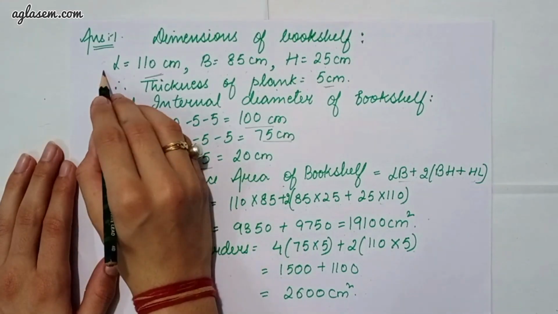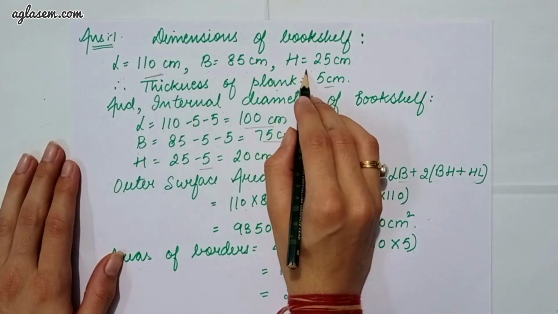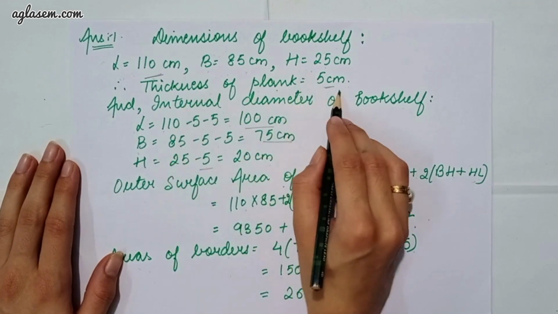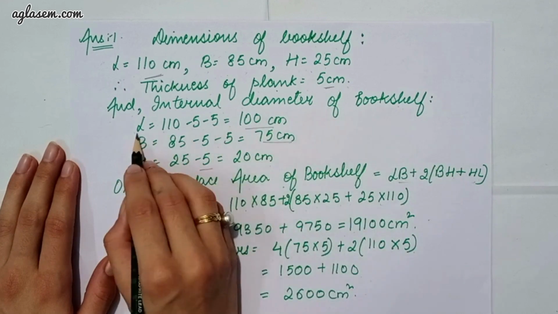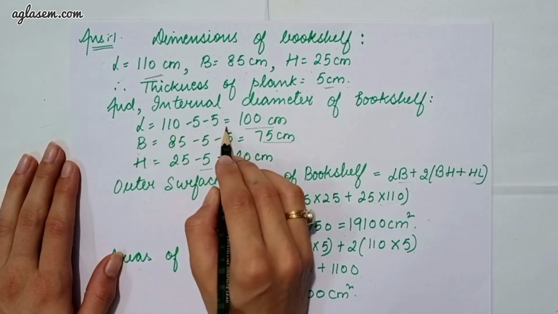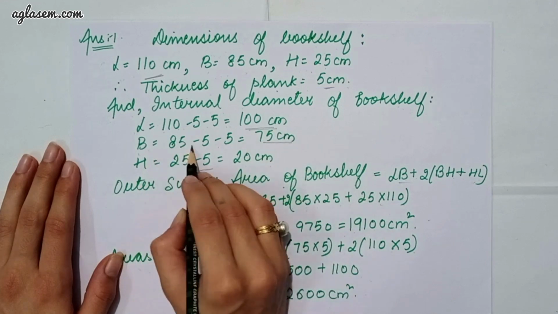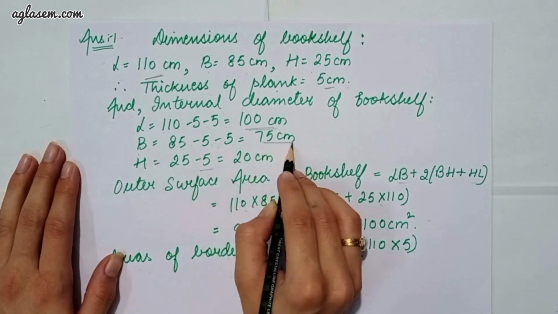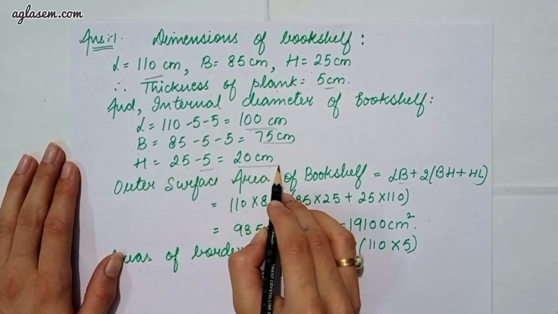So the answer: the dimensions of the bookshelf, that are length, breadth and height, are given to us, and the thickness of the plank, that is 5 centimeter. From this, the internal dimensions of the bookshelf: length, 110 minus 5 will give you 100 centimeter. Breadth, that is 85 minus 5 will give you 75 centimeter. Height, that is 25 minus 5 will give you 20 centimeter.